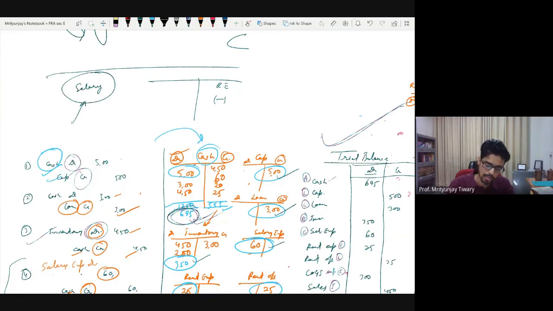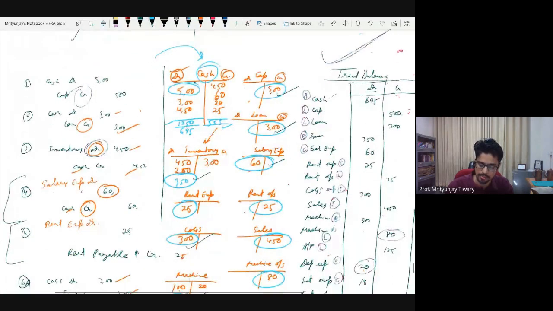So on and so forth, we went through both aspects of every transaction, every journal entry, and similarly we kept on posting these things into these T accounts. Once we transferred everything into the T accounts, then we found out the closing balances of different T accounts. We found out which side is higher, the debit or the credit. Depending upon whichever side is higher, we said that the account has this type of balance. For example, here cash has a debit balance of 695.